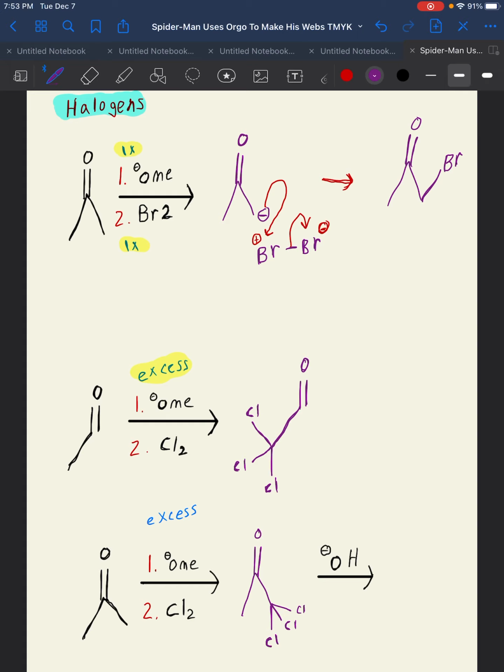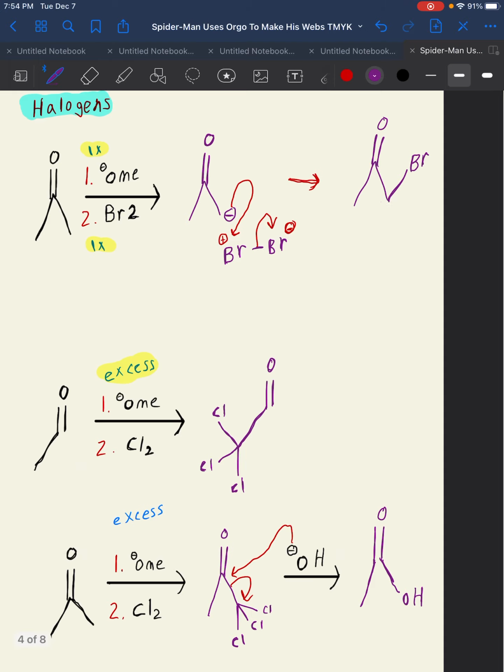Now this right here is what is known as CCl3, and it can actually act as a leaving group. And when reacted with another nucleophile, can be replaced, as shown. Just like that. So those are your halogens, not too hard again.